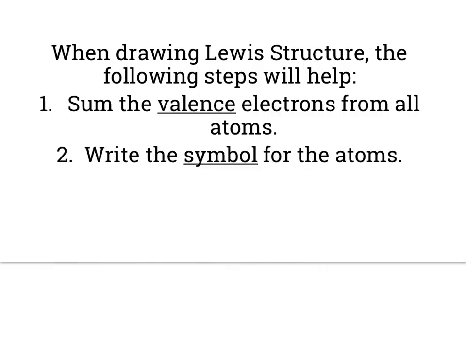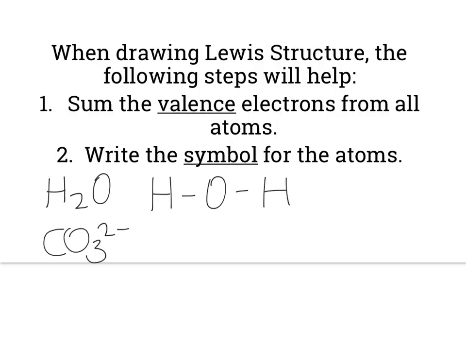Step 2 is write the symbol for the atoms. Now, not only are we writing the symbol though, we're also connecting them with a single covalent bond. So for example, if we're doing H2O, we would do this as H, O, H. Or for CO3 2 minus, this would be O, C, O, O.